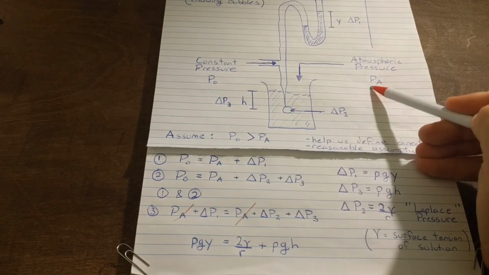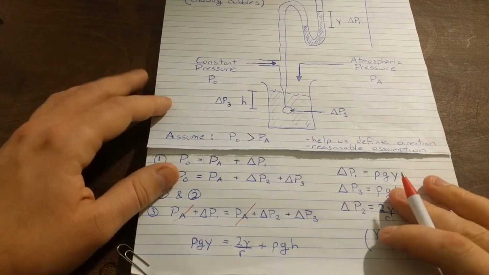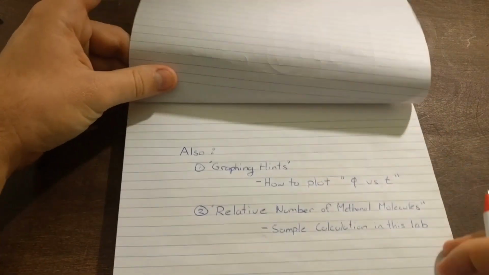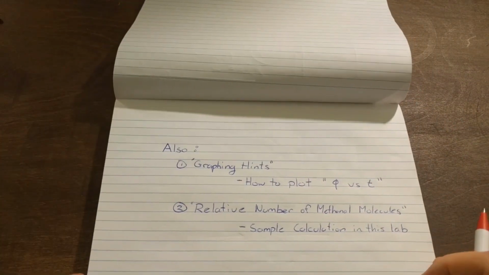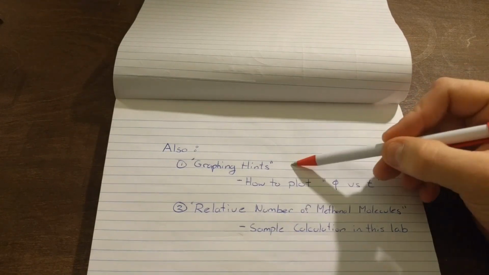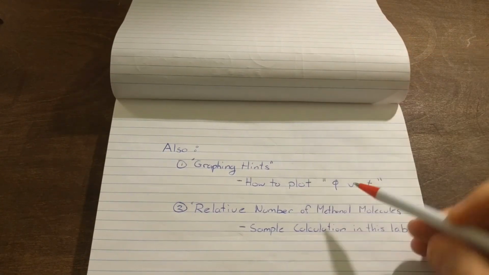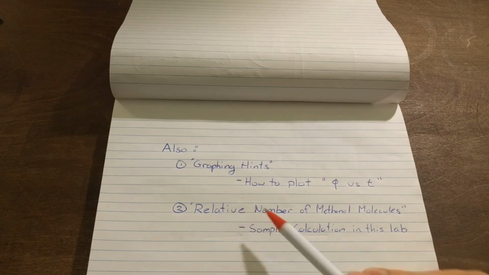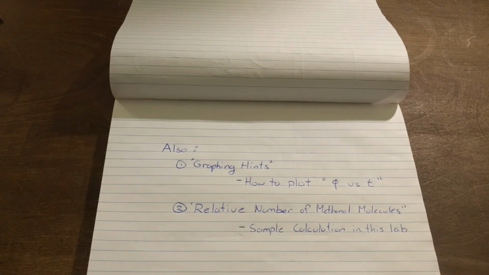For this lab, I also recommend reading over the graphing hints at the beginning of the lab manual, specifically the example that shows how to graph 5 versus time. Also, the relative number of methanol molecules sample calculation that is at the end of this lab.